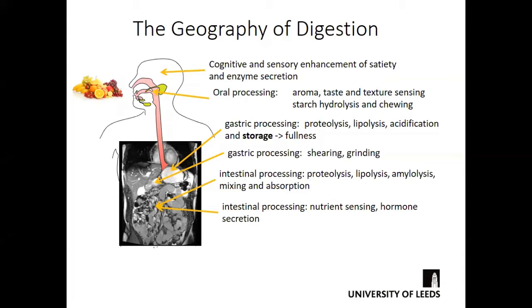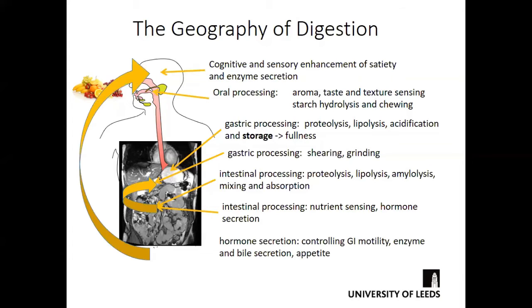Intestinal processing also involves nutrient sensing, hormone secretion as a result of the nutrient sensing, and this is what drives the feedback mechanisms controlling things like gastrointestinal motility, enzyme and bile secretion, and also linking to appetite. And all of this is to make sure that we optimally extract the nutrients from the food that we eat.